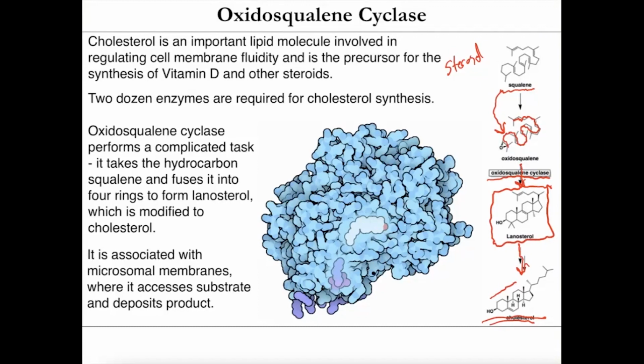And so this oxidosqualene cyclase is actually associated with microsomal membranes. So it'll access these squalene molecules, or these oxidosqualene molecules, directly from the membranes and then put the lanosterol back into those membranes. So here's a cartoon of the structure we're going to look at. So it's actually bound to lanosterol. So that's right here. And it actually has this region here that has these lipid molecules bound to it. And so that's where it would be associated with the membrane.